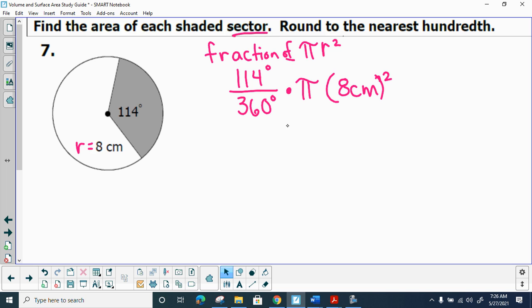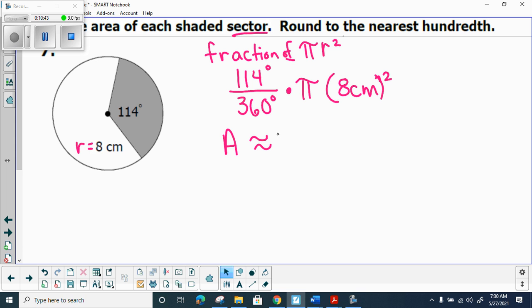Okay, so now I can just use my calculator and get this all multiplied out, divided out. When you do this fraction, do not round it off. Let your calculator remember that whole decimal. Let me just multiply this out, and we get an area that's approximately 63.67 square centimeters.